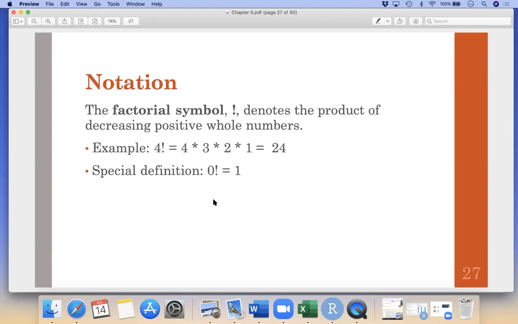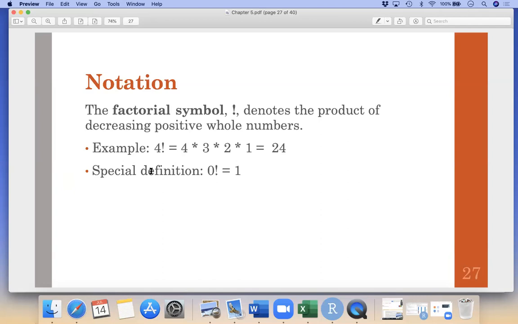Right, if you have any factorial number, start from that value and decrease up to the minimum positive whole number. Then you have to multiply all those numbers, and then you can find the value.